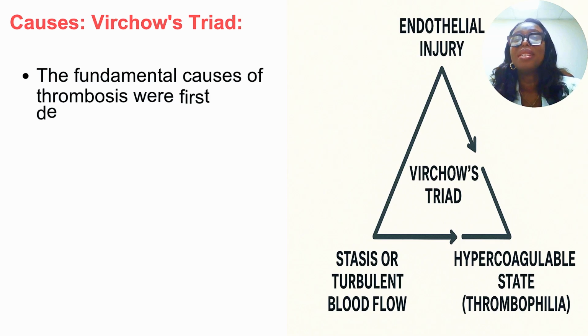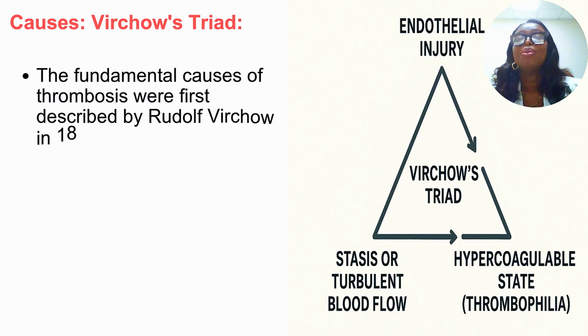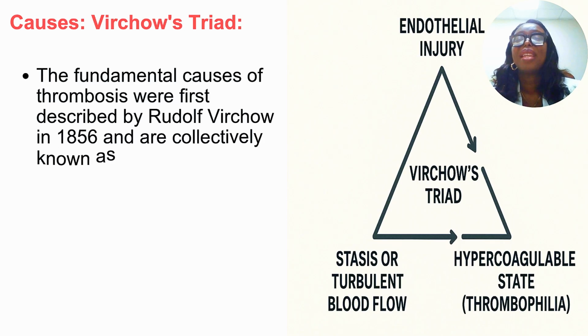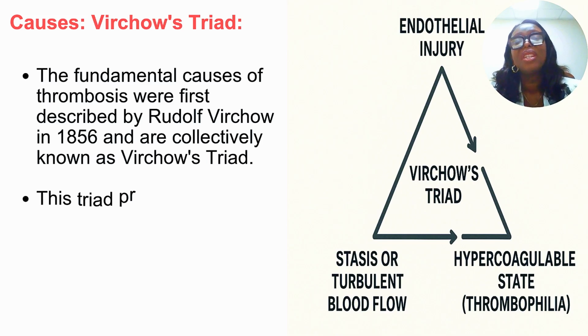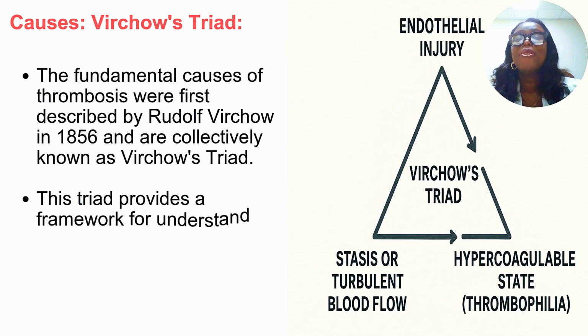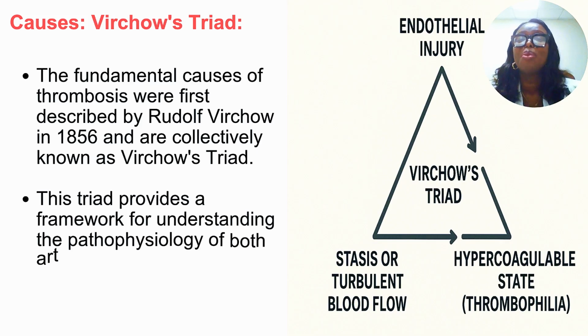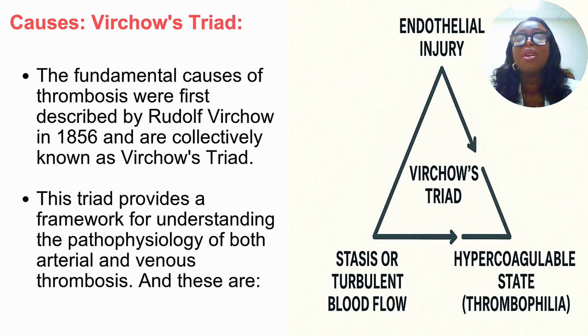What are the causes of thrombosis? Now we have what we call the Virchow's Triad. The fundamental causes of thrombosis were first described by Rudolf Virchow in 1856 and are collectively known as Virchow's Triad. This triad provides a framework for understanding the pathophysiology of both arterial and venous thrombosis.